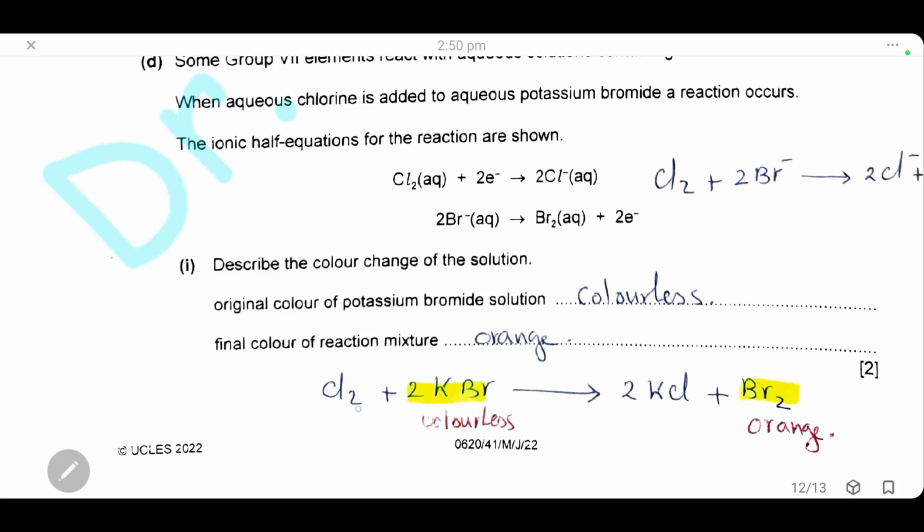Chlorine is more reactive than bromine, so it will displace bromine from its salt. Now we have the products, which are potassium chloride, because chlorine displaces bromine, and bromine will be displaced. So the color will change from the potassium bromide, which is colorless, to bromine solution, which is orange. So the original color of potassium bromide is colorless, and the final color of the reaction mixture will be orange due to presence of bromine.